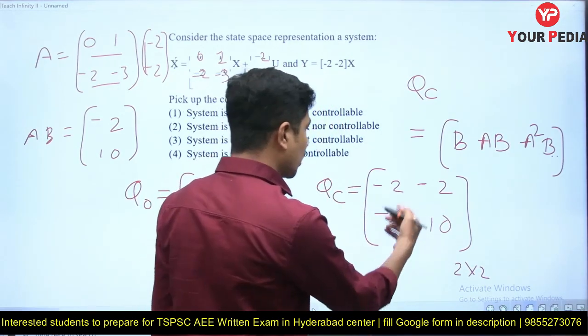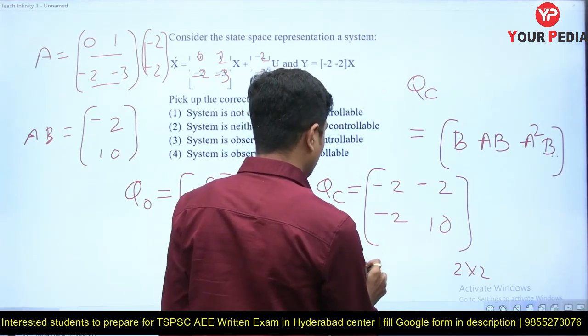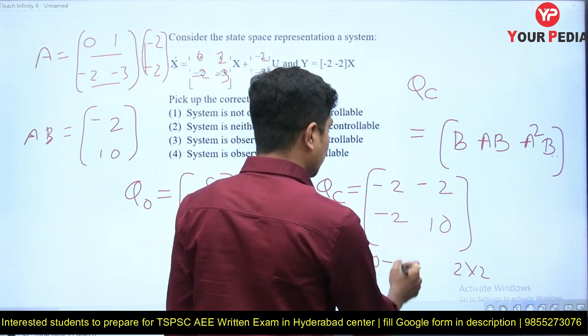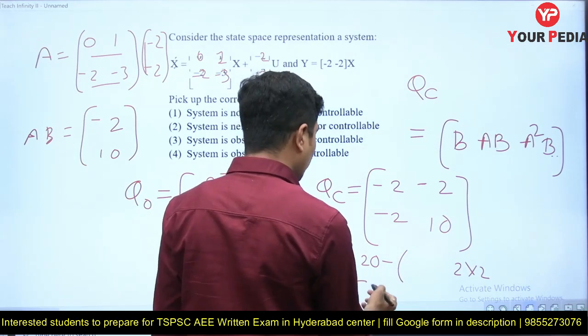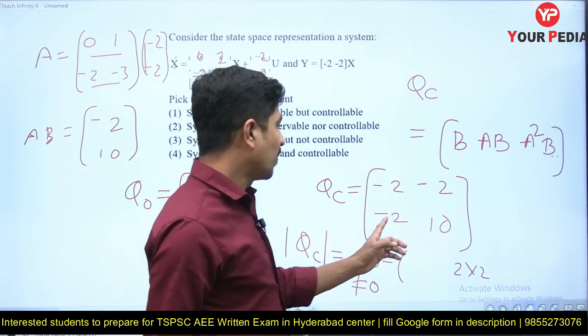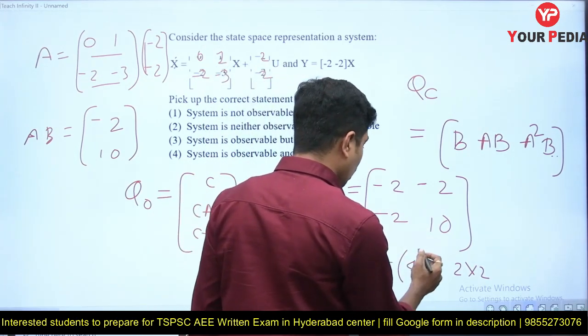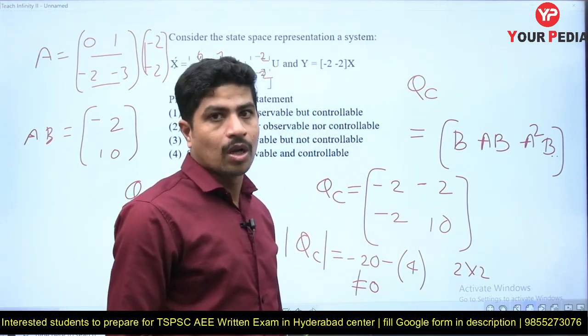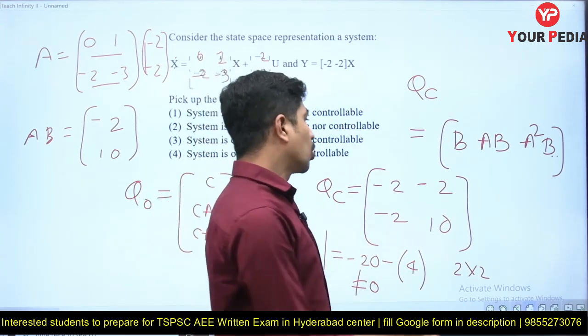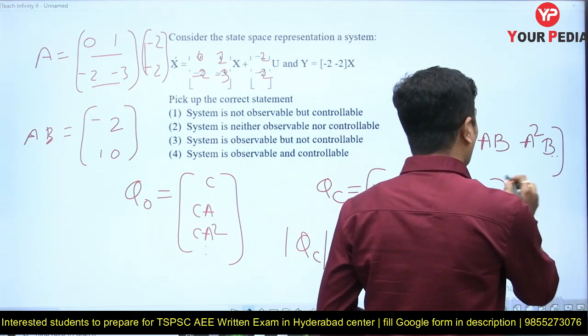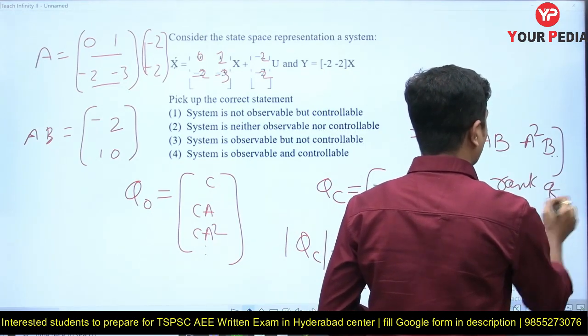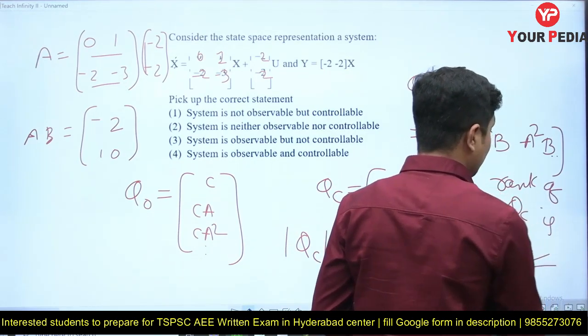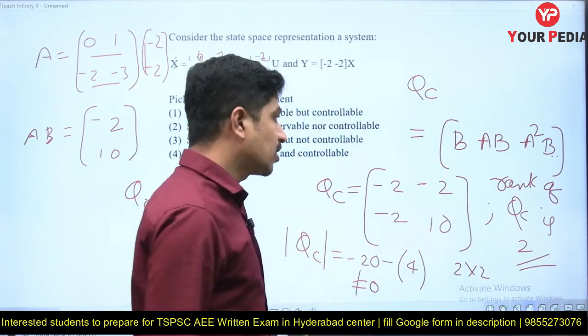How much is it? Minus 20 it is. Yes, minus 20. Anyhow, it is not equal to 0 if you calculate. Minus of minus 2 into minus 2 is plus 4. So it is minus 24, it is not equal to 0. Therefore, its rank is 2. The rank of QC is 2. Therefore, I can say that my system is controllable. Let's check for observability.